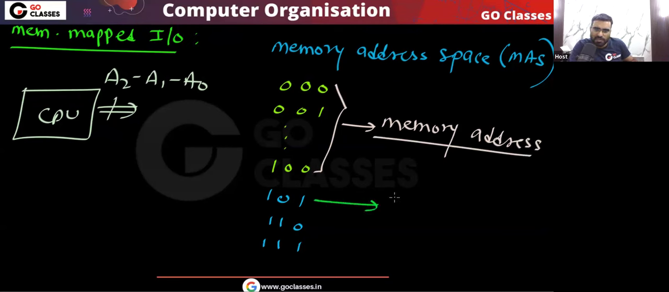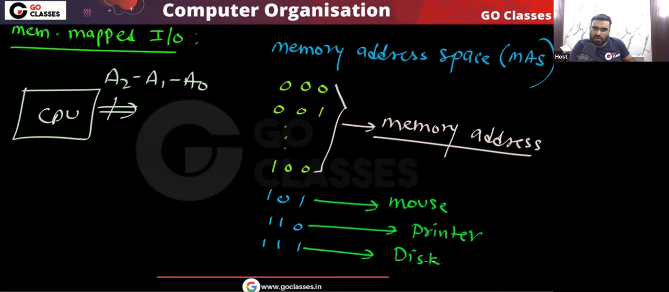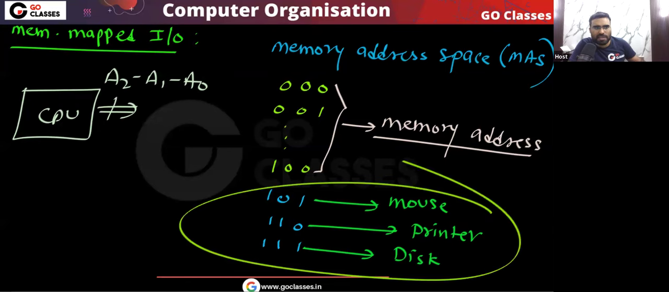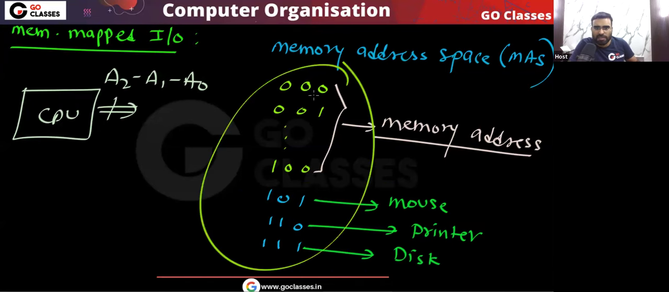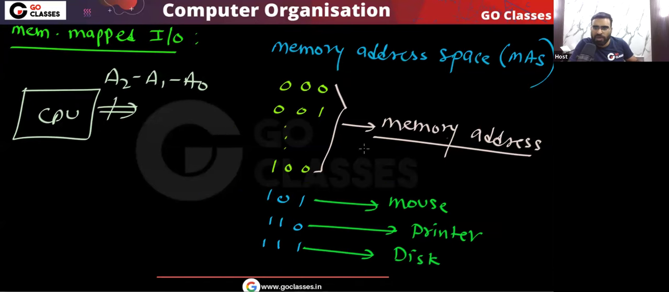For example, this is the address of the mouse. This is the address of the printer. This is the address of the hard disk. Is this clear? So this is the correct diagram. Agree with me that these IO devices are sharing the address space, meaning these addresses are memory addresses and these addresses are IO device addresses.